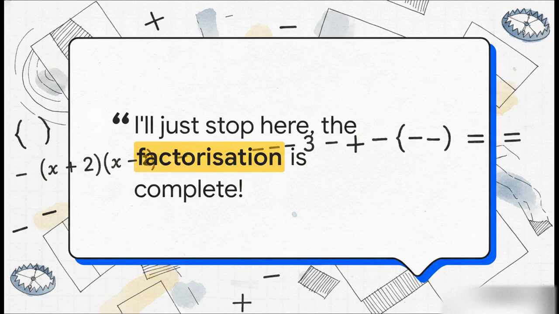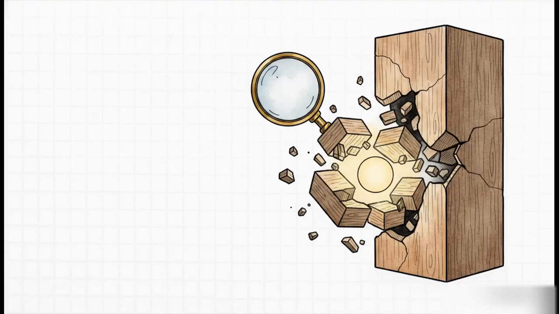Trap number 1 usually starts with an inner monologue that goes a little something like this. Okay, awesome. I factored it into 2 brackets. I'll just stop here. The factorization is complete. It is a total false sense of security that hits you right in the middle of a problem. So the crucial point is that you have to keep going until the expression is completely irreducible.